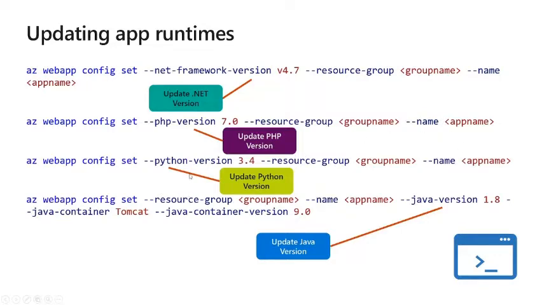If it's a Python version, you can do the same thing. If it's a Java container, you can do the same thing. You see here the resource group name, the name of the app, then you update the Java versions like Java version 1.8, Java container Tomcat, Java container version 9.0. So simply you just have to call this command, az webapp config set. Simple.